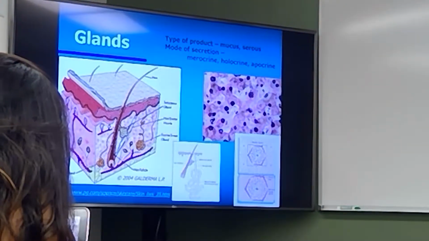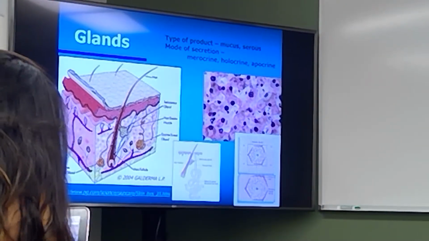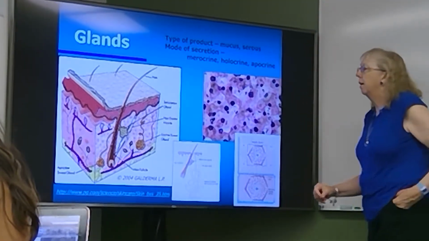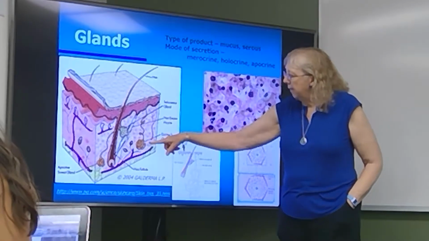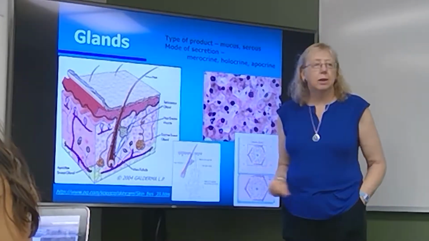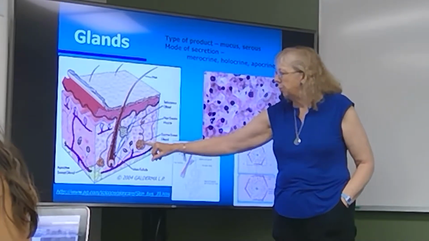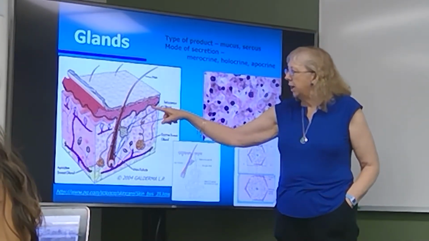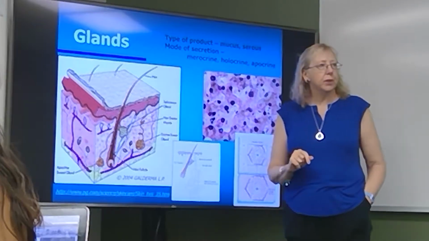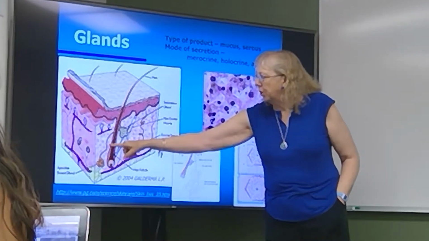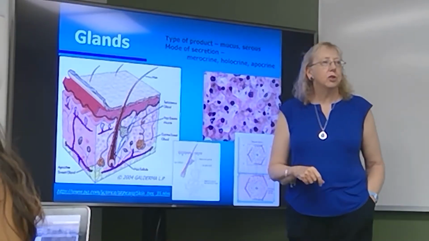So here's an example. Again, you'll see when we get to the skin, we have our sweat glands that can be quite coiled in this secretory portion. And then they have a duct that goes up to the surface, in the case of these eccrine sweat glands, or apocrine that connect to hair shafts.